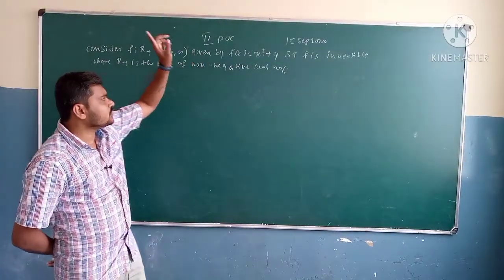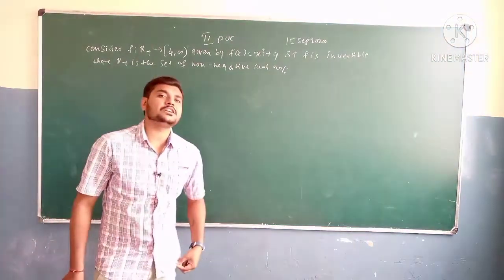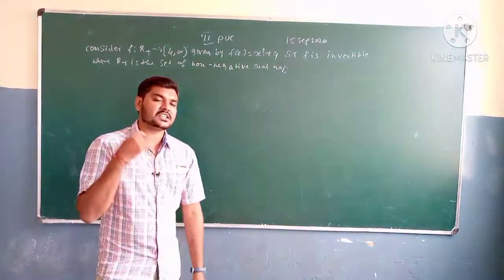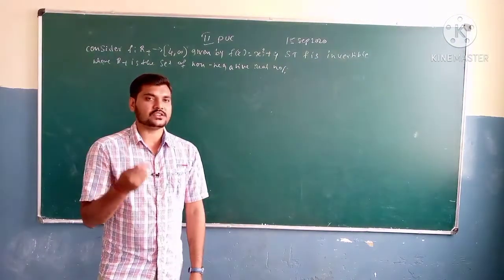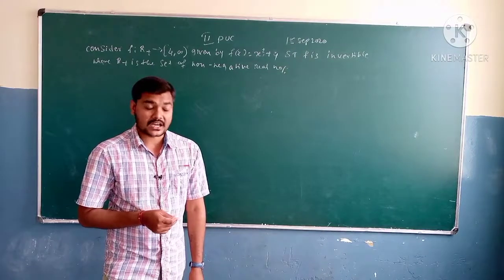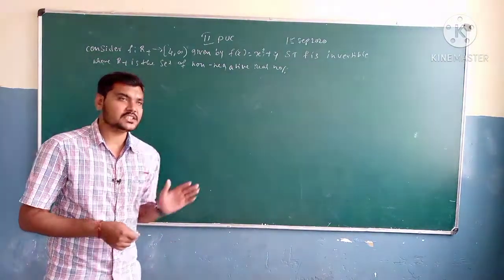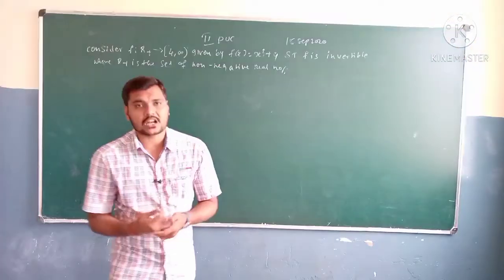So we need to show that f is invertible. According to the definition, a function is said to be an invertible function if basically it must be a one-one function and an onto function. So here we need to verify that the given function x square plus 4 is a one-one function and an onto function.